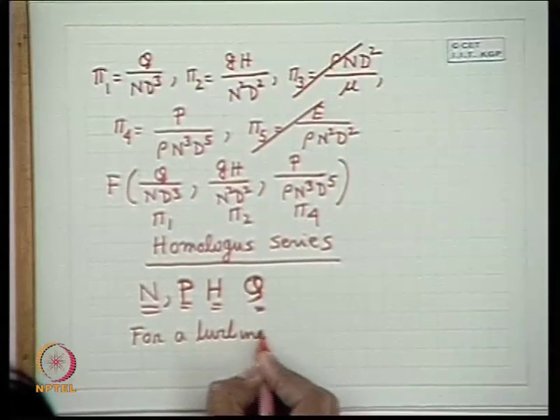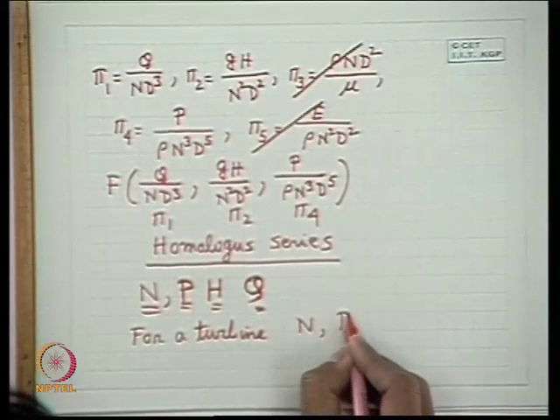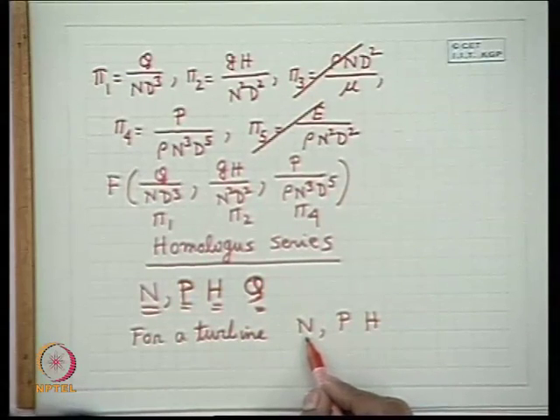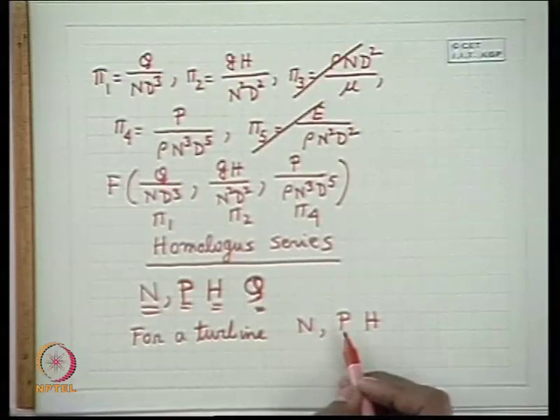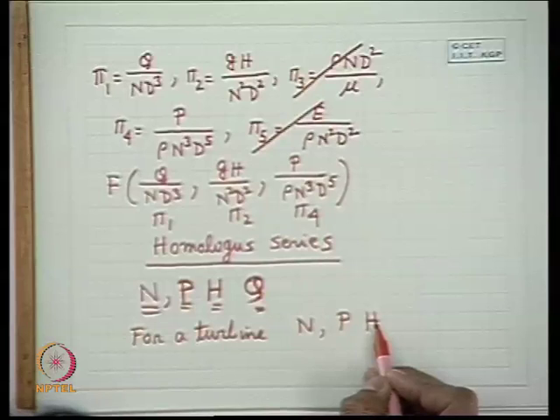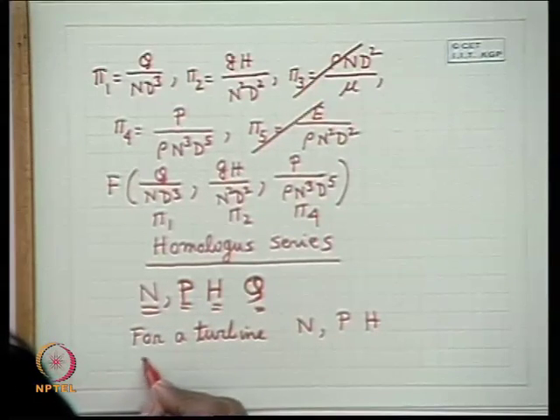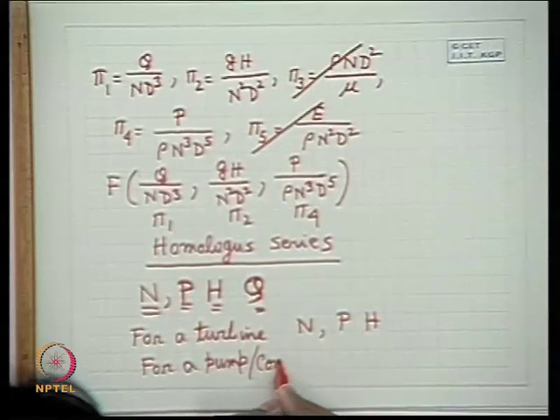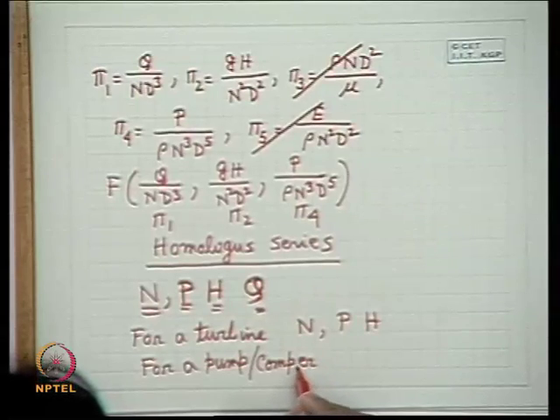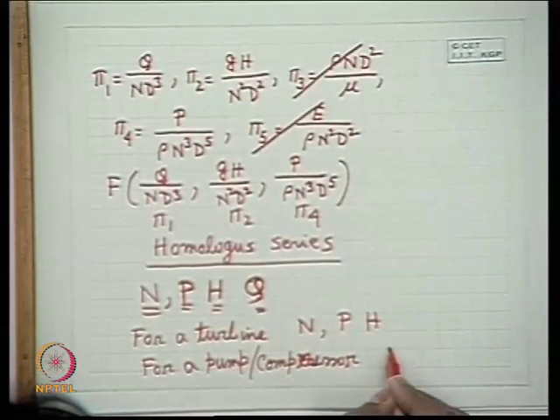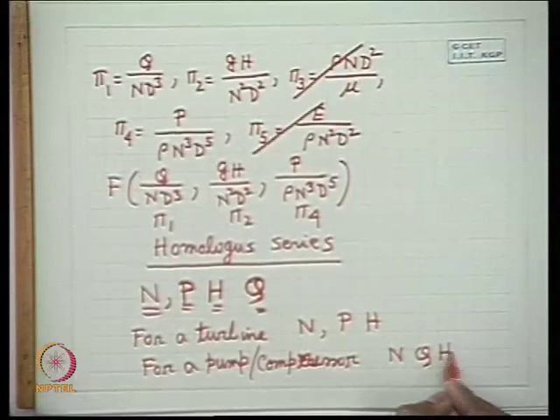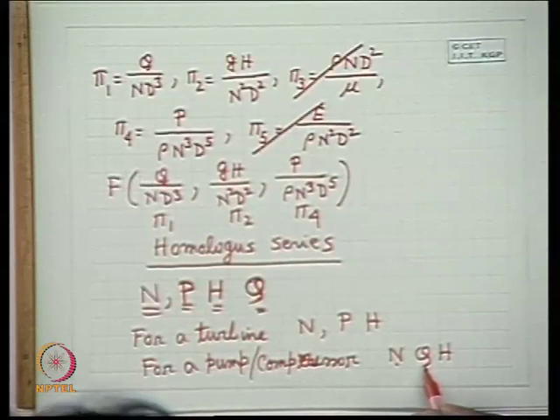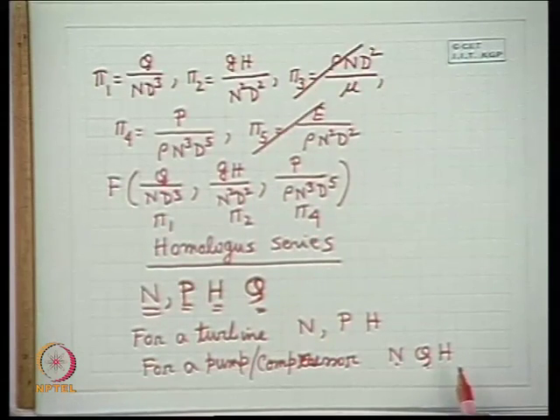For a turbine, which develops power, N, P, and H, these three quantities are referred to as the performance parameters. That means the performance of a turbine is expressed by these three parameters: rotational speed, the power which is delivered by the turbine, and the head which is given away by the fluid. Similarly, for a pump or for a compressor, the performance parameters by which the performance is expressed are rotational speed, the flow rate, that is the capacity of the compressor or pump, and the head developed by the pump.